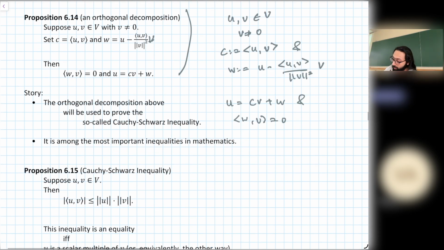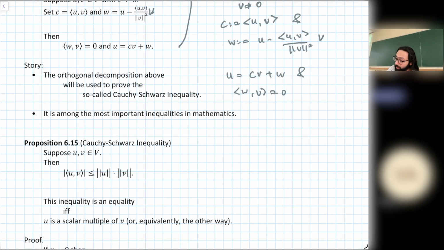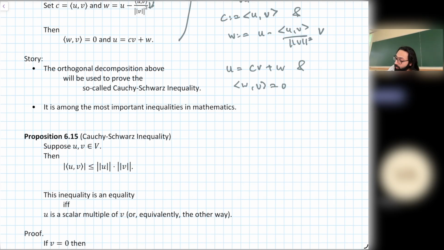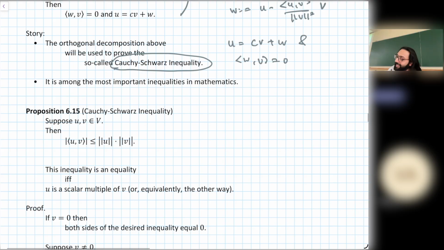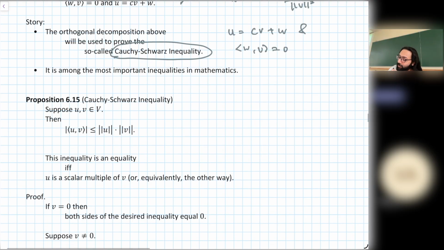Okay, so the orthogonal decomposition above will be used to prove what we call the Cauchy-Schwarz inequality. And the Cauchy-Schwarz inequality happens to be very useful. If you pursue further studies, you will see it pops up almost everywhere and magically shows things that you want to show. So we'll just state it in a moment. Let's just state it.